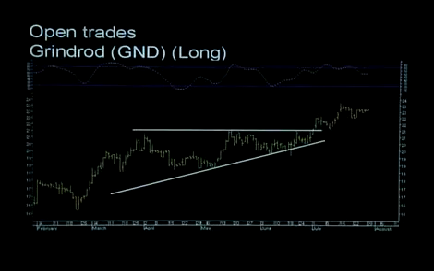Grindrod is the one that's up on the screen at the moment. What I'd identified here was the fact that the stock is in a rising trend. It's been pretty strong for the last couple of months, and you can see there's an ascending triangle pattern over there.